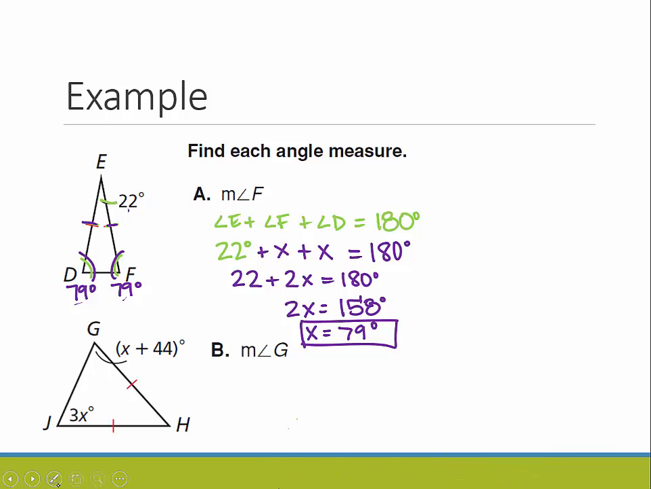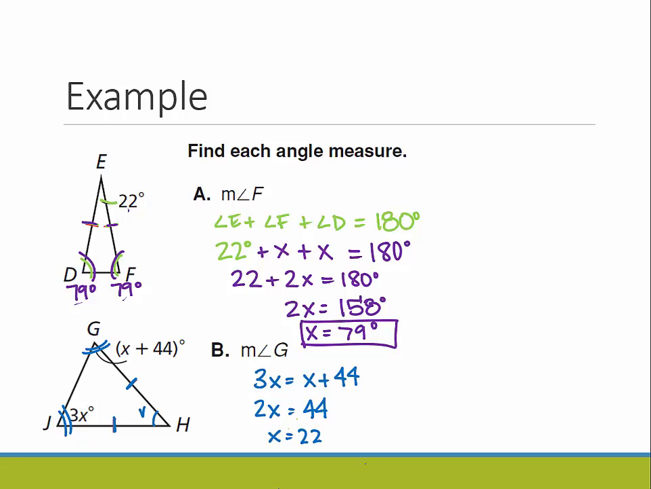So now the next one is kind of an isosceles triangle that's turned on its side. So remember, you have your two sides here. Those are your legs. This is your vertex angle, and these are your base angles. Now the theorem says that your base angles have to be equal. So we know that 3x has to be the same value as x plus 44. So if we solve this one, we get that x is 22.